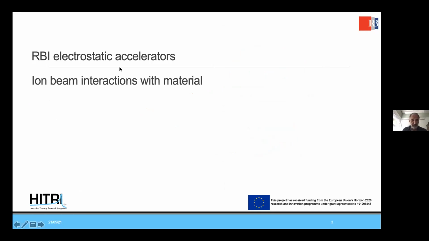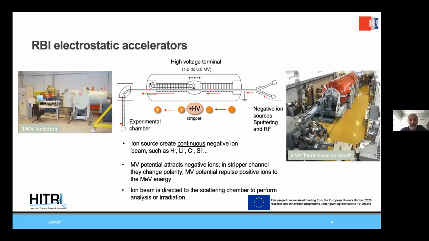I'll first start with the accelerators. These are electrostatic accelerators, different from those that were referred to by Marius. And then a little bit about the ion beam interactions, the nature of the interaction of an ion beam with material.